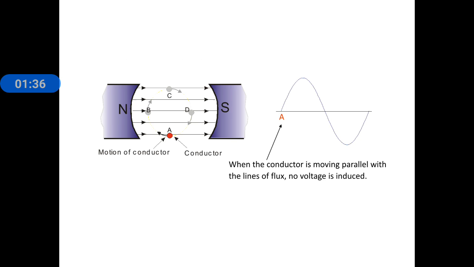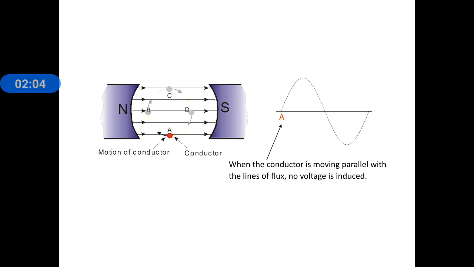In this figure, the conductor's positions are given: position A, position B, position C and position D. Complete one round means 360 degrees. A to B is 90 degrees, B to C again 90 degrees, so total 180 degrees. Again C to D 90 degrees, D to A 90 degrees, so total 360 degrees for one rotation.